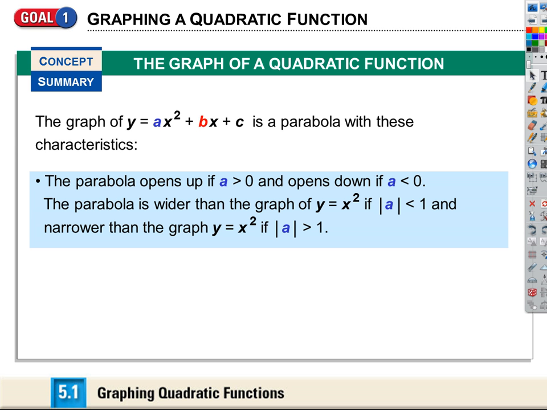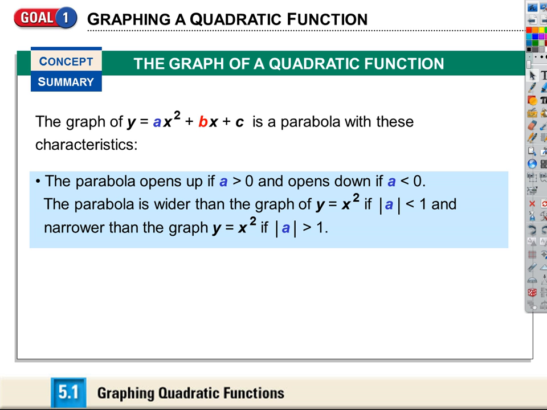Y equals ax squared plus bx plus c. Okay, now what do we know about this? Well, we know that its shape is U-shaped if it's a quadratic function. We already got that part. If the quadratic coefficient, so the coefficient of x squared, the a, if a is positive, it opens up. If a is negative, it opens down.